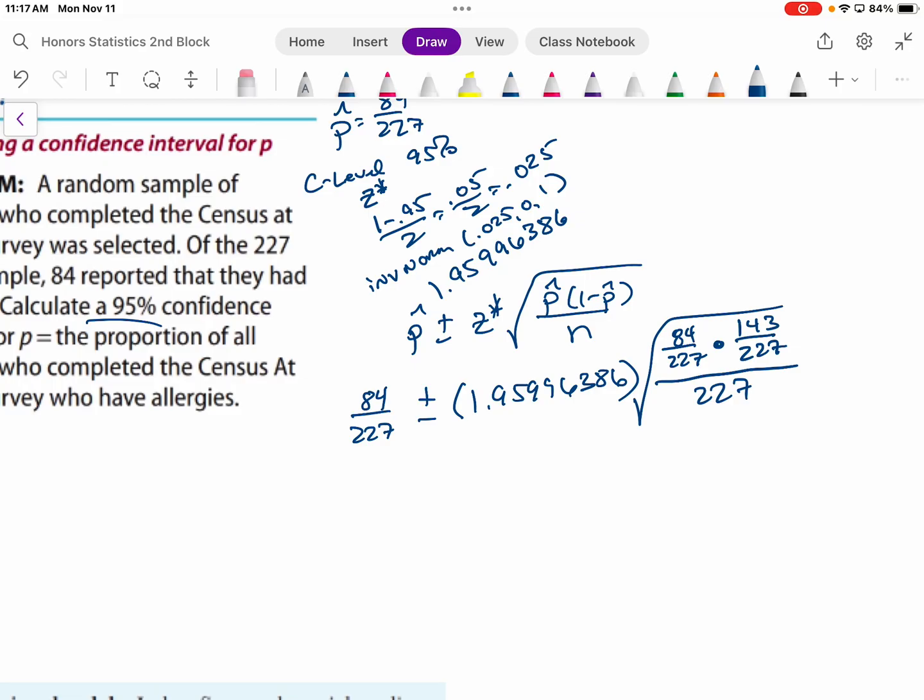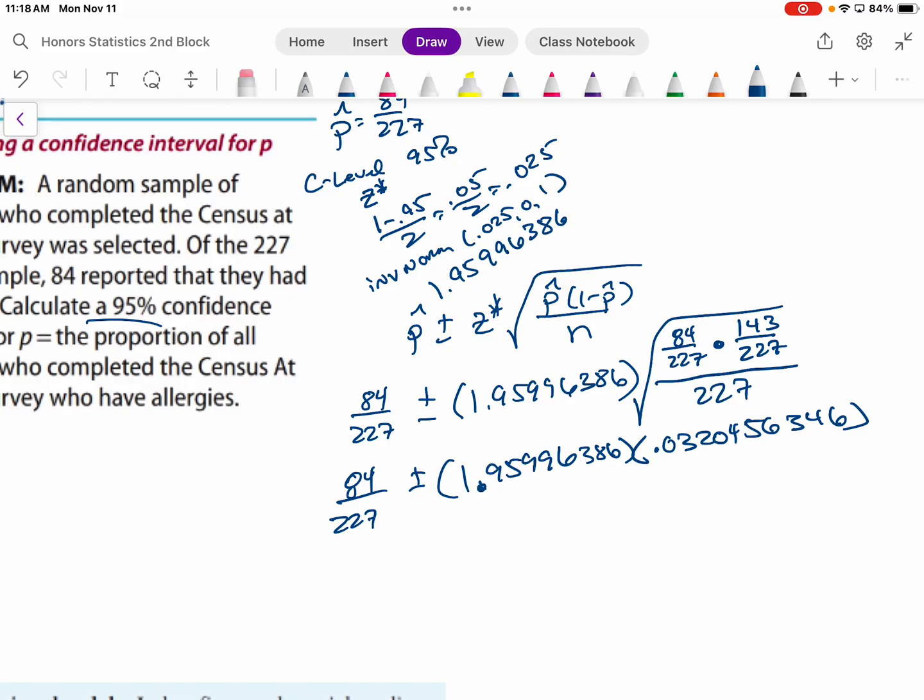I'm going to hit enter now, and I'm going to leave that decimal on the screen, and I'm going to write stuff down here as I'm showing my work. I have 84 over 227 plus or minus that big 1.95996386 times 0.0320456346. I'm now going to multiply in my calculator times the 1.95996386. Hit enter. So I have 84 over 227 plus or minus 0.0628082856.